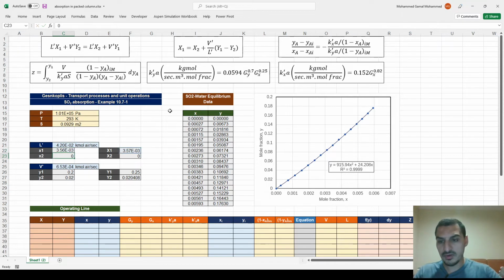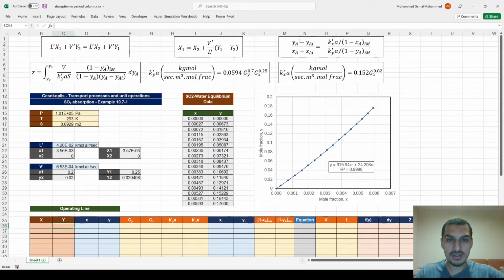In this case, I'm gonna divide it by 1 plus the X1, because it has to be a bigger value. So I know now mole fractions and mole ratios of all the streams that are going and coming out of the column. Now I need to calculate or draw the operating line, get values that I'm going to use as YA and XA.